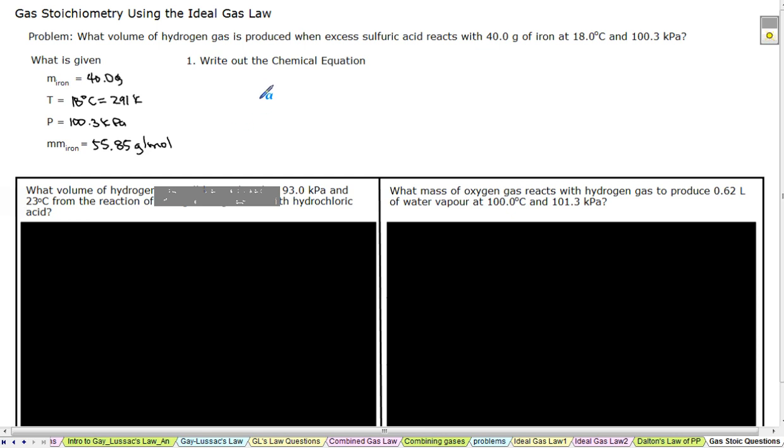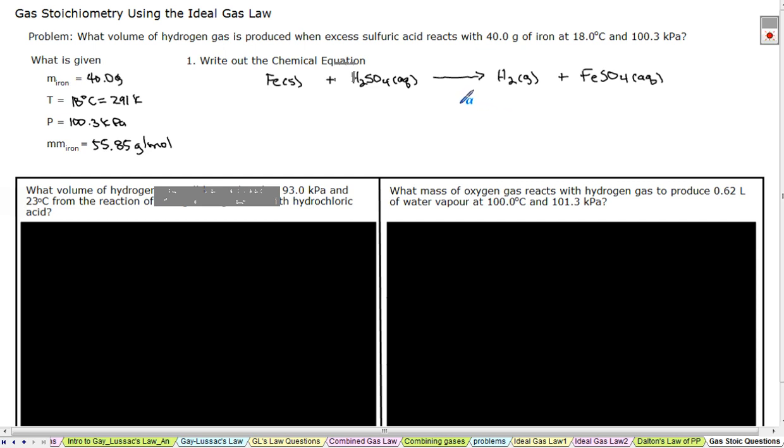Now, our next step is to write out the chemical equation. So we have elemental iron reacting with sulfuric acid, and that is going to produce our hydrogen gas, and some iron 2 sulfate. And that, of course, will be left in solution.